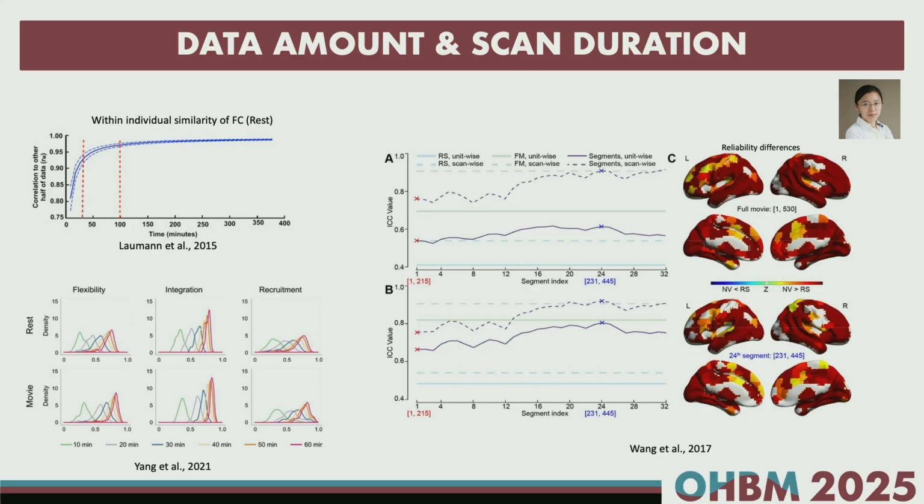Now, just like with resting state, it's really helpful to know how much data is enough data, and the more is better rule generally holds for movie fMRI as well. Typically, we consider 20 to 30 minutes of data necessary for individual FC to reach a stable plateau, and movie fMRI tends to provide higher reliability for both FC and dynamic features, shown in the bottom left here. In fact, even short segments of movie watching can show higher reliability of FC than rest.